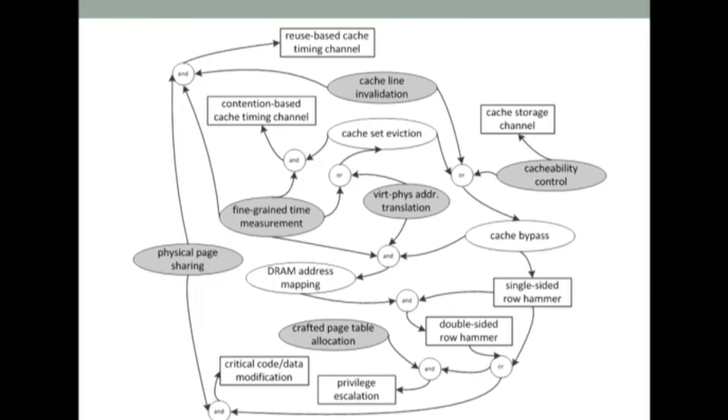Because on HVM machines, as long as memory deduplication is enabled, the attacker VM and the victim VM can share the same memory page, and because of this physical page sharing, it is possible to change some critical code or data to conduct the attacks. Okay, so this is still ongoing research that I'm working on right now.